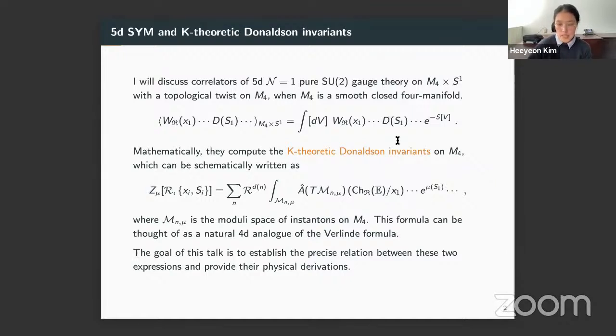Okay. So in some sense, this formula can be thought of as a natural 4D analog of the Bethe ansatz formula. And the goal of this talk is going to be twofold. The first one is to establish the precise relation between these two expressions, and also to provide the precise physical derivation of this quantity.